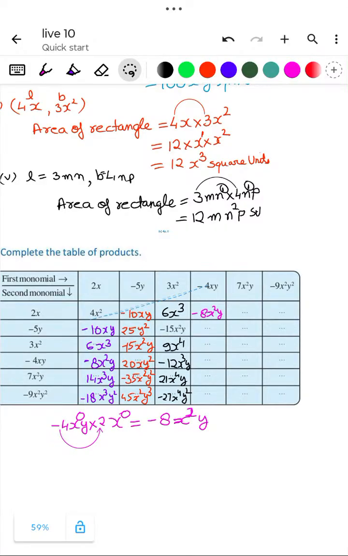Now negative 4xy into negative 5y. Negative 4xy into negative 5y. This will give negative 4 into negative 5 is positive 20. x, y to the power 1 plus 1 is y square. So this is 20xy square.